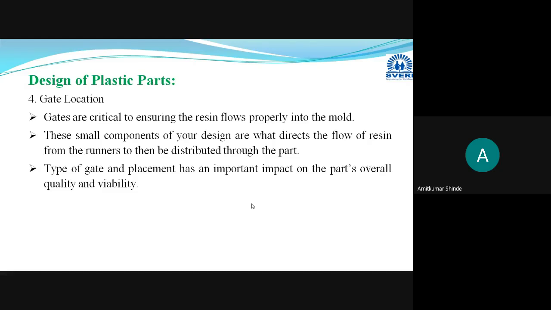That's why the gate location and its design should be properly done, because through this gate and runner arrangement only, that molten plastic material or resin will flow into the mold, and accordingly you will get the proper plastic part.